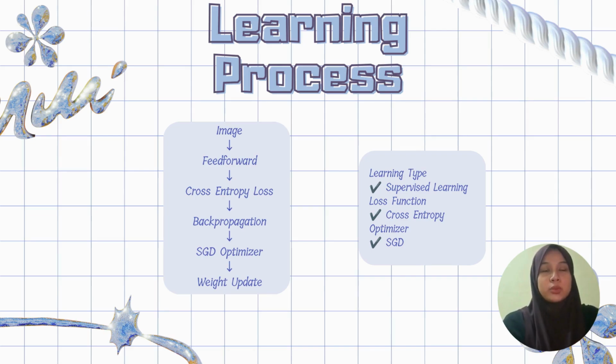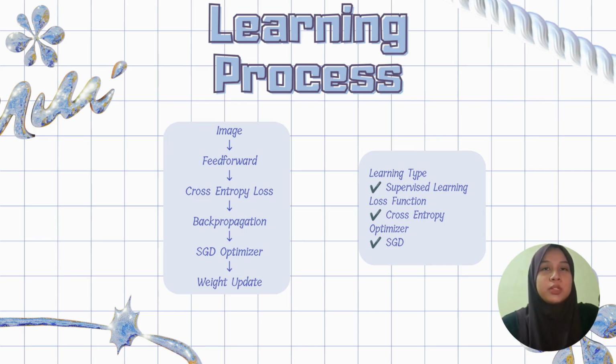So today I will explain about the learning process of ResNet. ResNet is trained using supervised learning, which means the model learns from labeled training images. As shown in the flowchart in the slide, the process begins by feeding an input image into the network. The image passes through the feed-forward process, where the network extracts features and produces a prediction.